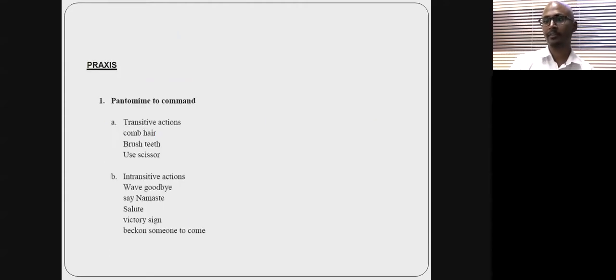Coming to praxis, praxis is the ability to perform learned motor acts. So in order to assess learned motor acts, you should have no motor weakness, no sensory weakness, no obvious cerebellar signs. You should have reasonably good perceptual ability. So you should know where the object is, and you should know the function of the objects. So you should have normal power, normal sensation, and you should have learned the particular act.